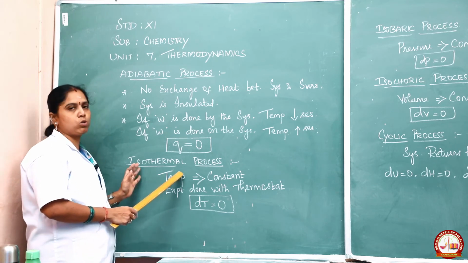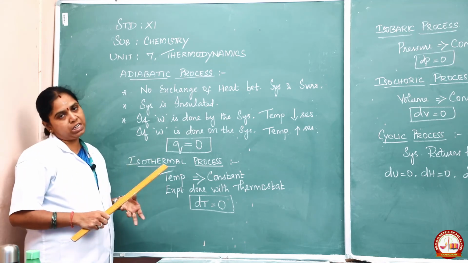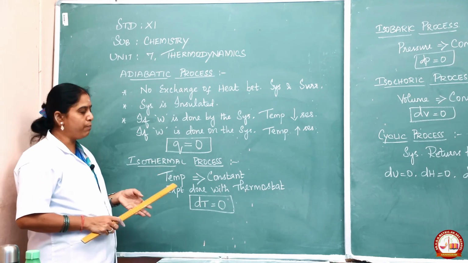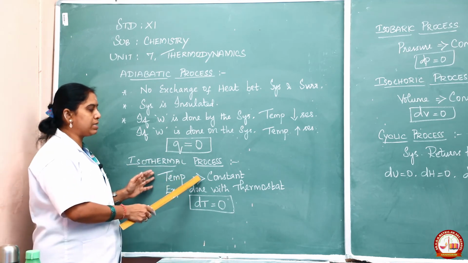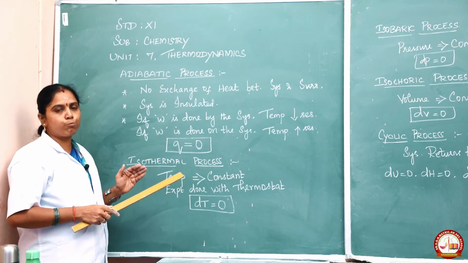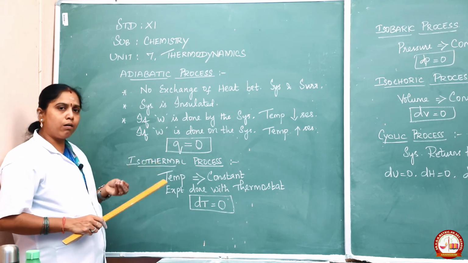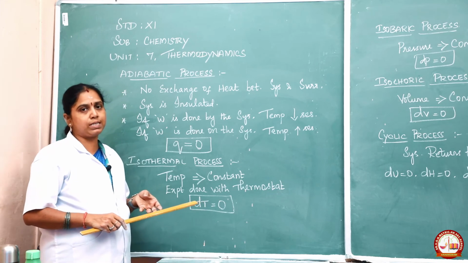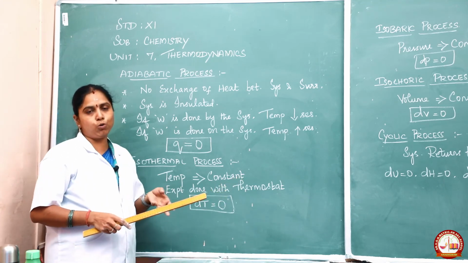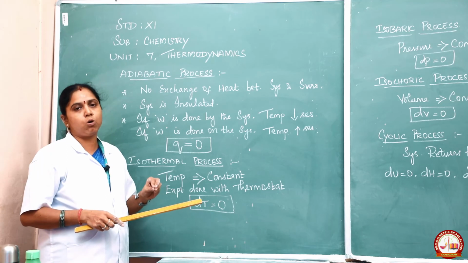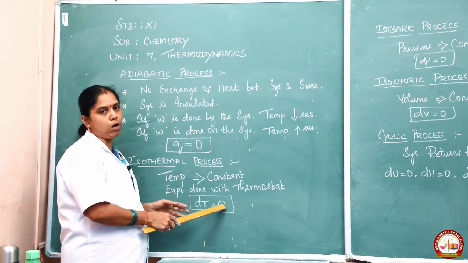The next one is the isothermal process. Here iso means constant, thermal means temperature or heat; in other words, we can say temperature. So in any thermodynamic process, if the temperature of the system remains constant, then such a process is termed an isothermal process. When we are performing isothermal experiments, the experiment has to be done with a thermostat. We have to use that thermostat in order to maintain the constant temperature.